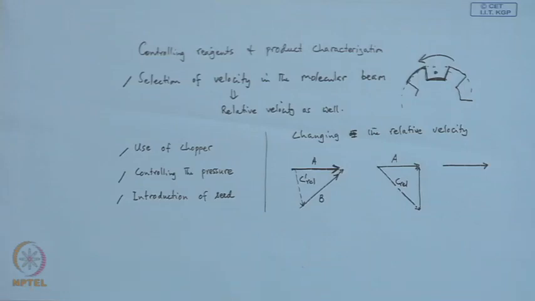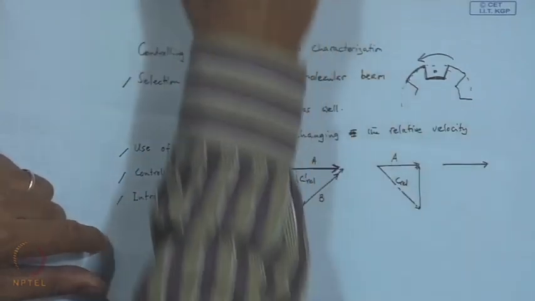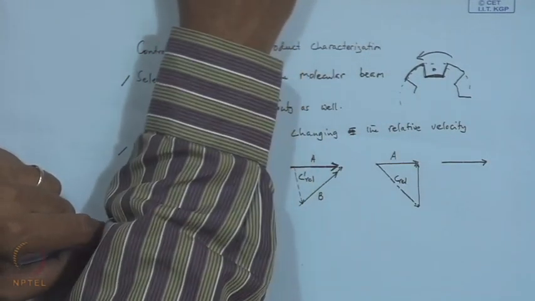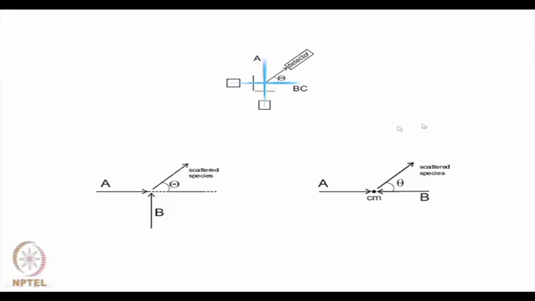So, you can change the relative speed by changing the angle between the two beams. That is the intersection angle, the angle of intersection. Originally, the angle was like 90 degrees, as here. But you can change the angle, and that will change the relative velocity.